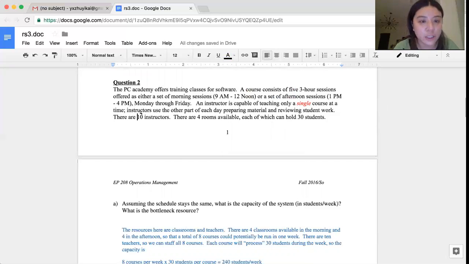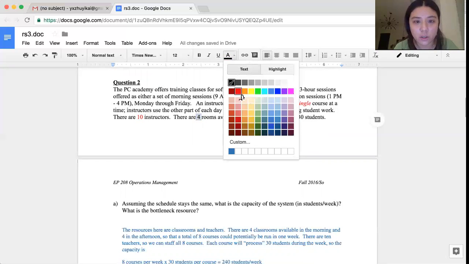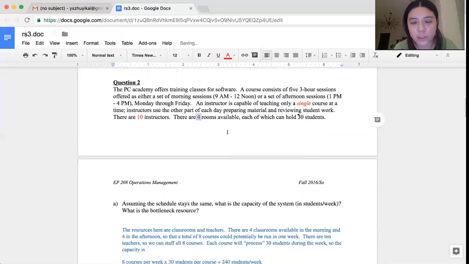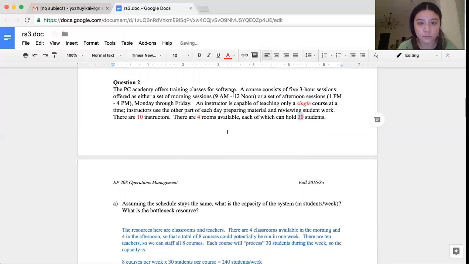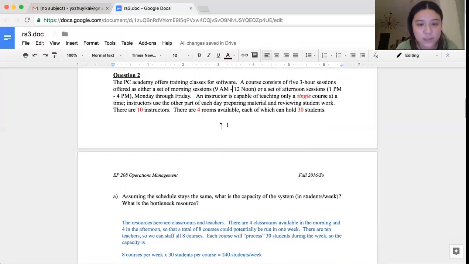There are 10 instructors. There are 4 rooms available, each of which can hold 30 students. So assuming the schedule stays the same, what is the capacity of the system? The unit is students per week. And what is the bottleneck resource?